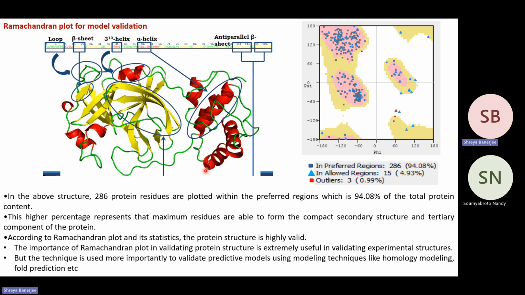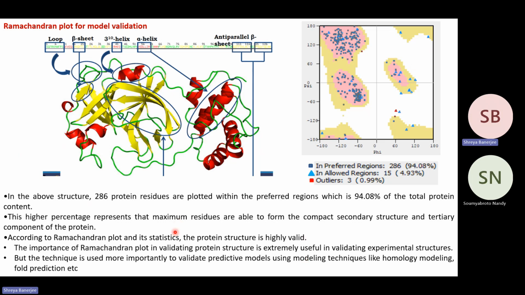For that, what has to be done is that for each amino acid, the phi and psi have to be calculated and plotted on the Ramachandran map. We can see that 94.08% of the residues are falling within the allowed regions of the Ramachandran map. So this is a very good predicted model because most of the residues are within the allowed region.